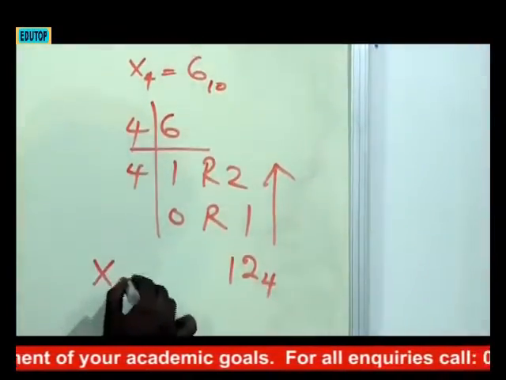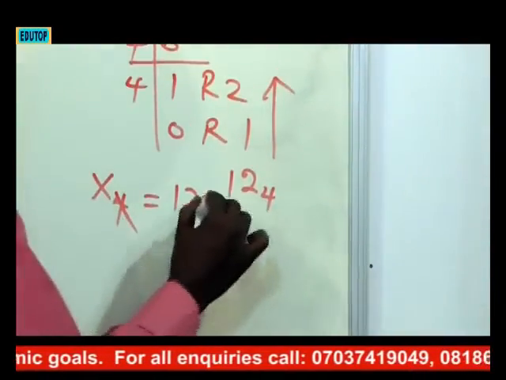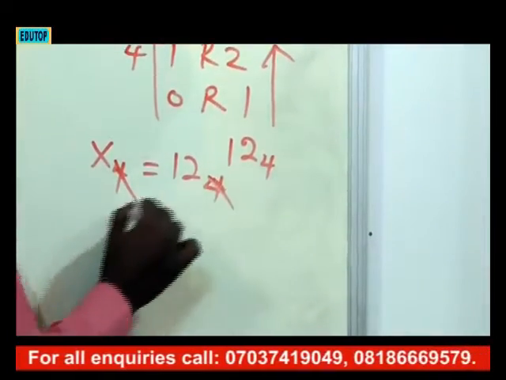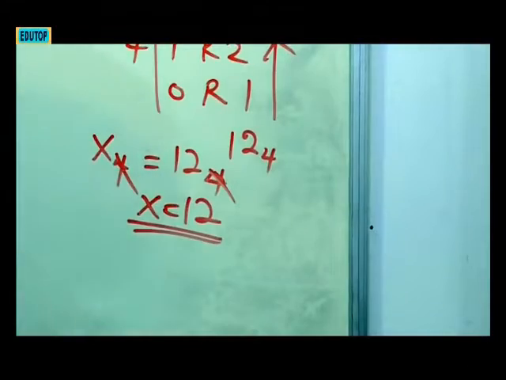So I now have x raised to power x base 4 equals 12 base 4. Then x can cancel, 4 can cancel 4. Then my x equals 12. So to base 4, x equals 12.